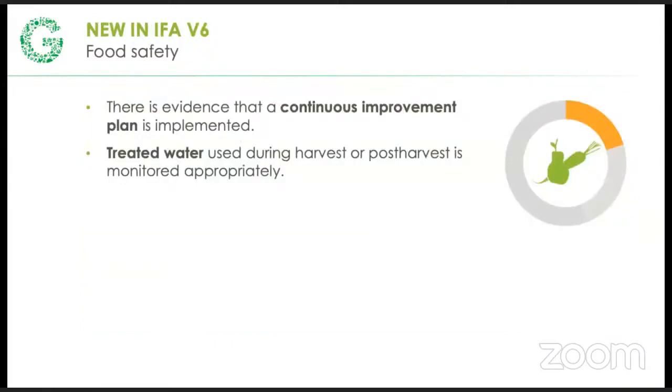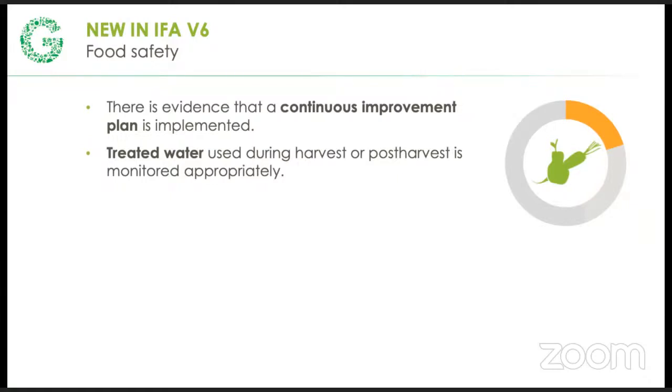So this is an example where, once we actually get the criteria and the standards, how do you make sure you're in alignment? And this is an example for food safety. You will see there'll be a checklist where you have to go and say, yeah, I've seen evidence that shows that there's a continuous improvement plan in place. We would say, what does that mean? And again, this is new in version 6.